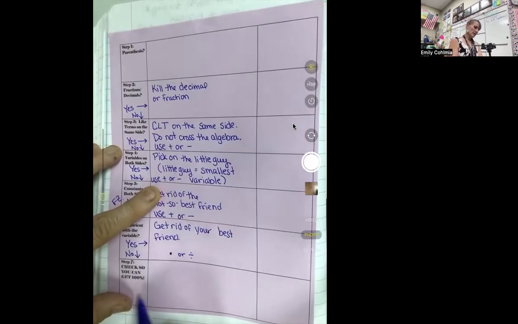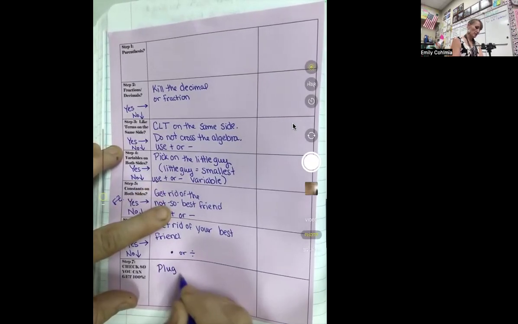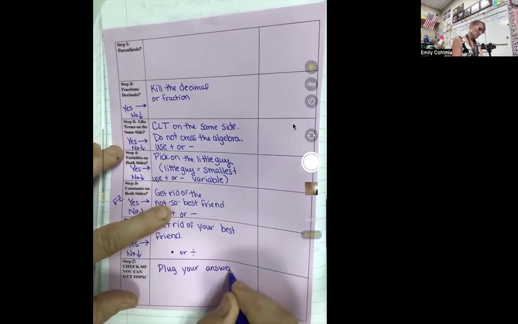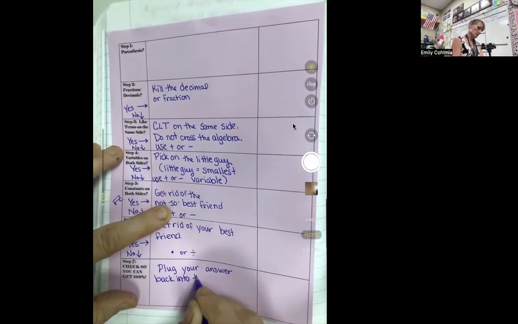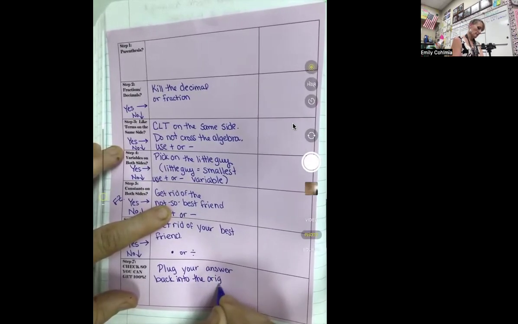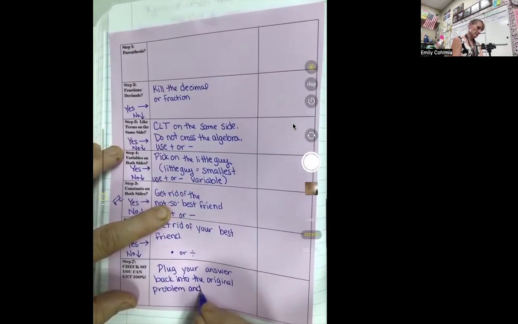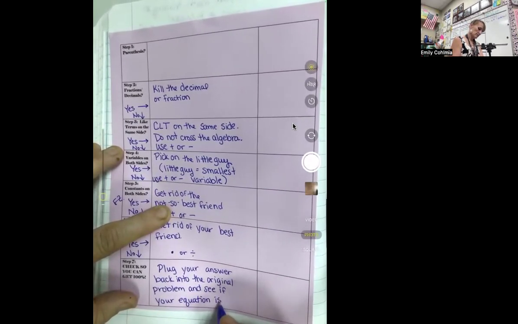And then step 7, check so that you can get 100%. We're going to plug your answer back into the original problem. That's important. And see if your equation is balanced.